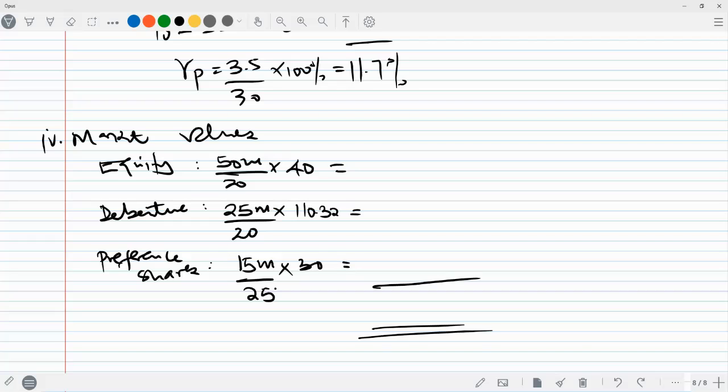Of course, we get the total here. Equity is 100 million, debenture is 137.9 million, and preference shares 18 million, and you get 255.9, therefore the total market value of the company's capital sources, the three of them.